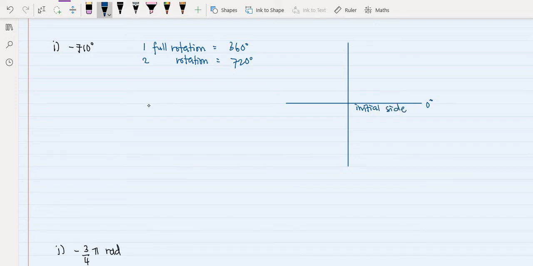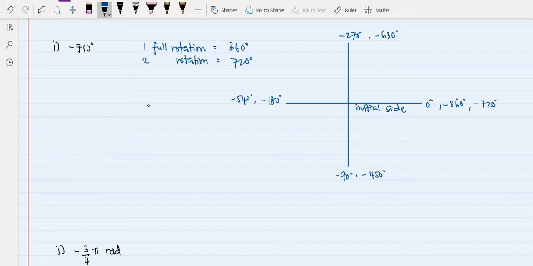in clockwise direction and I will have negative 90 degrees, negative 180 degrees, negative 270 degrees, and negative 360 degrees. I'm going to add the values for another rotation, so that will be negative 450, negative 540 degrees, negative 630 degrees, and lastly negative 720 degrees.